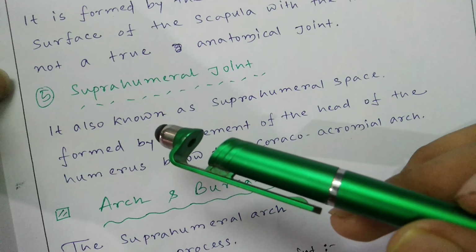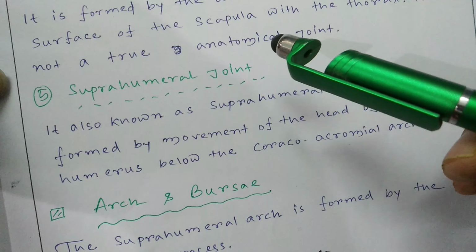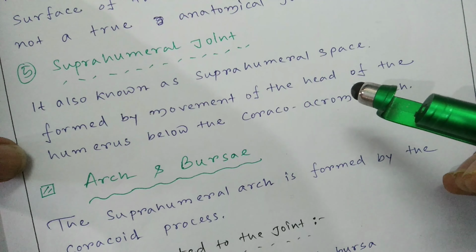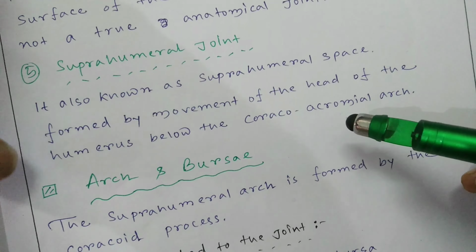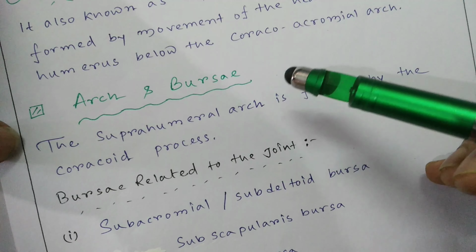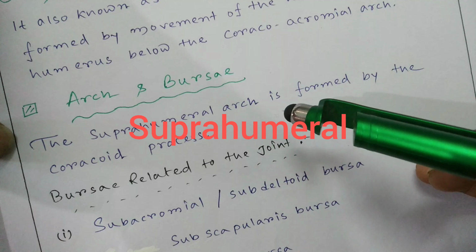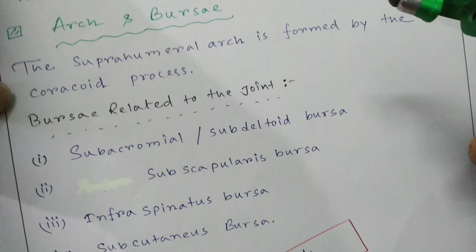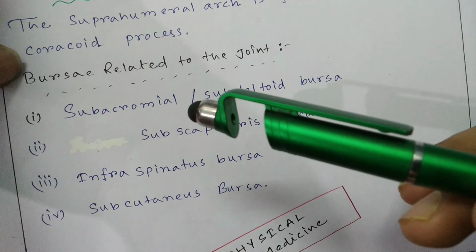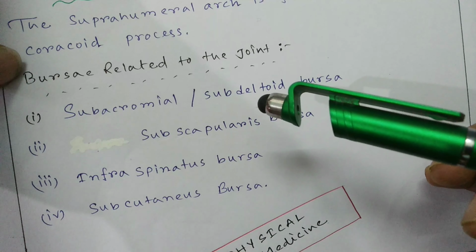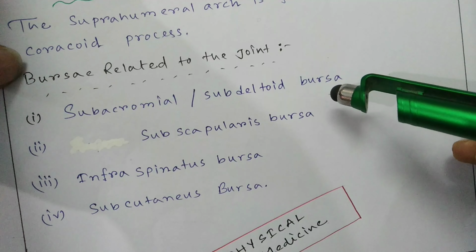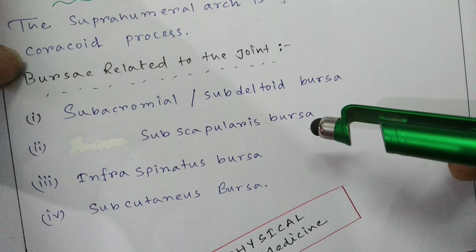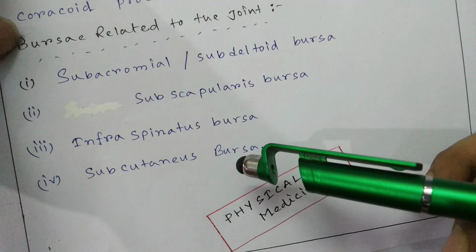Suprahumeral space. It is the suprahumeral space or suprahumeral joint. It is formed by the movement of the head of the humerus below the coracoacromial arch and bursa. The scapulohumeral arch is formed by the coracoid process, and the bursae related to the joint are: first, the subacromial bursa, also known as the subdeltoid bursa, then the subscapularis bursa, the infraspinatus bursa, and the subcutaneous bursa.